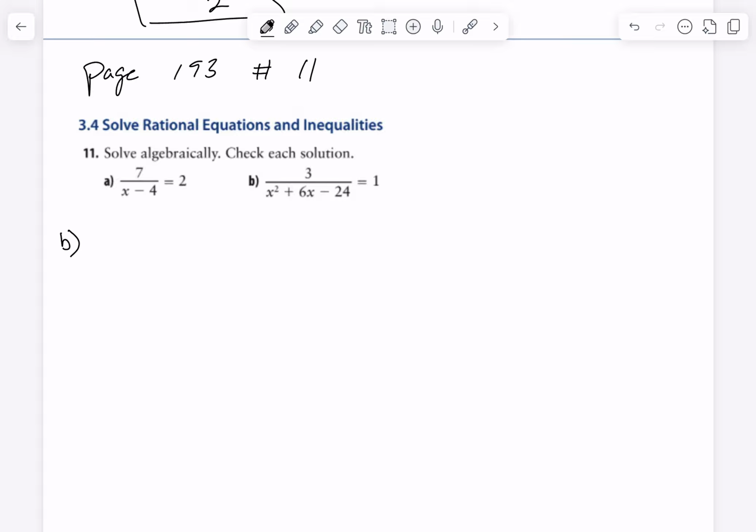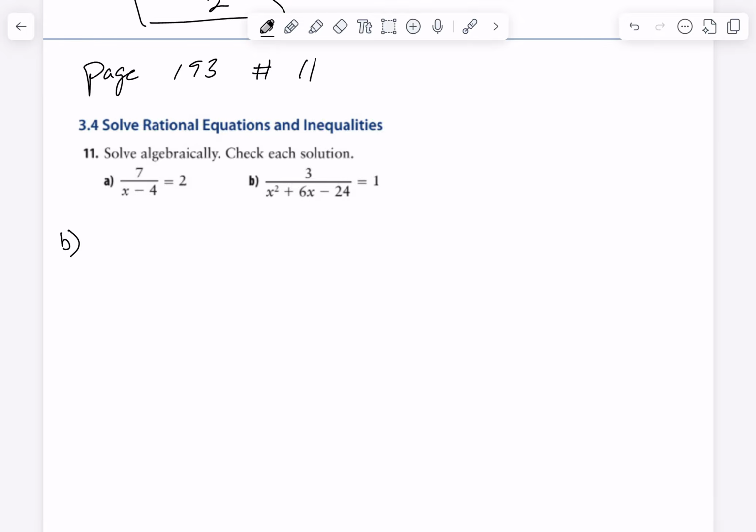Okay, so this is page 193, number 11b, okay? Now when I say this is like a reciprocal quadratic equation kind of thing, right? And so what I'm responsible for doing is trying to solve for x, but the problem is you're probably gonna have two answers this time because you've got a quadratic in the denominator, okay?